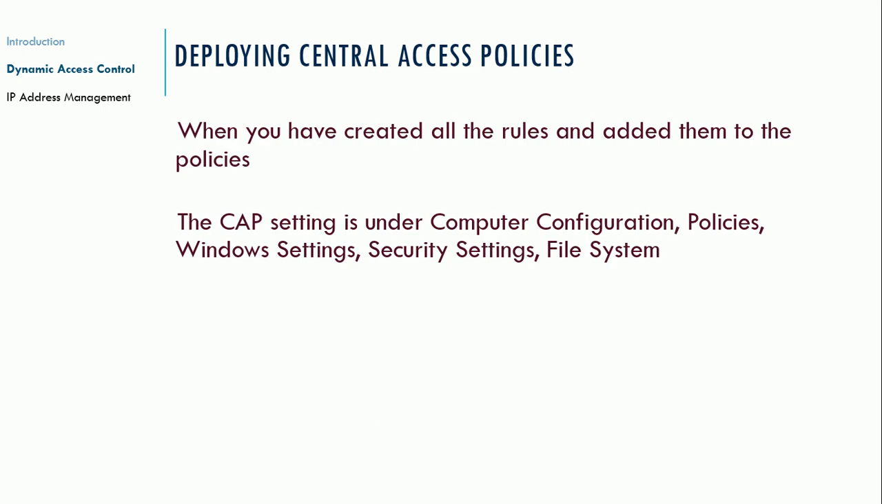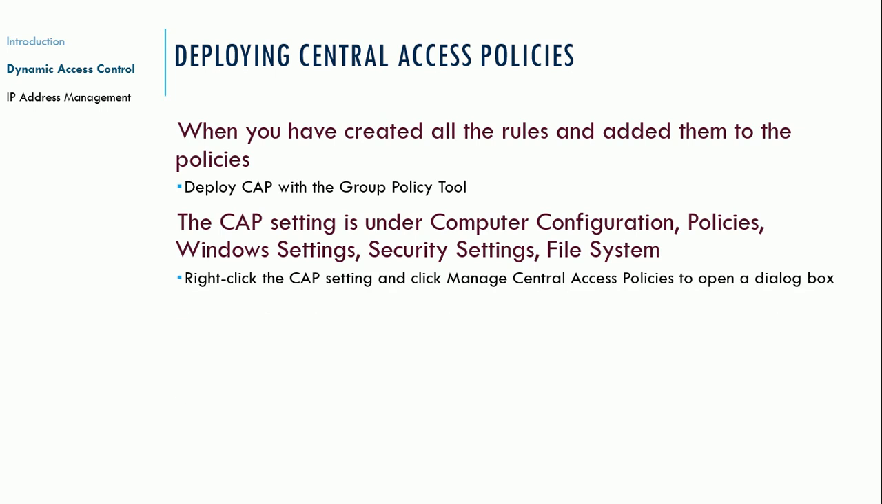When you've created all of the rules and added them to the policies, you can deploy CAP with the group policy tool. You're going to right-click the CAP setting, click Manage Central Access Policies to open the dialog box, and then add the policies that you want to the GPO. So again, this all works with group policy.